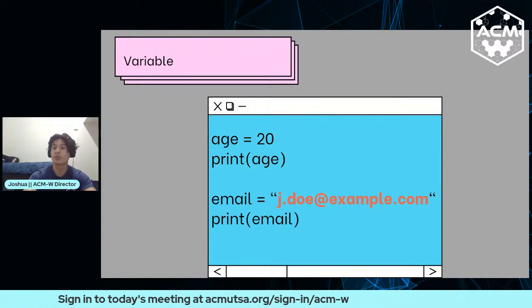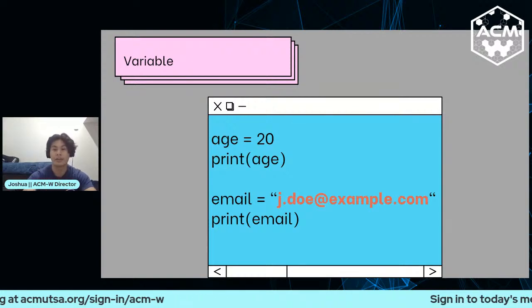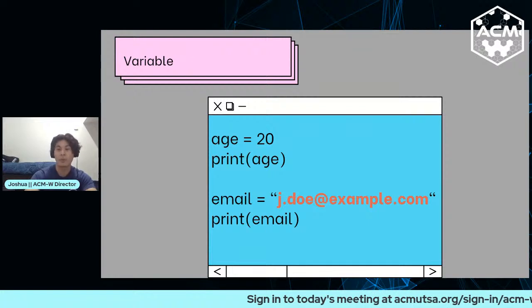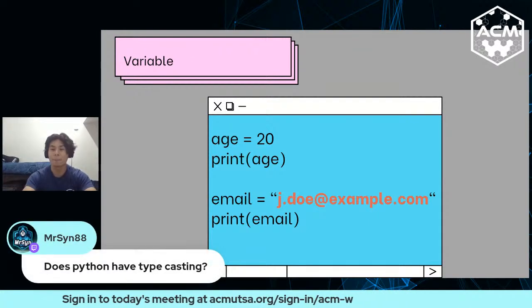And the letters and symbols inside the double quotes is what we call a string because it's made up of a string of characters. In fact, you can check the type of any value or variable in Python by using the type function. So let's take another look.